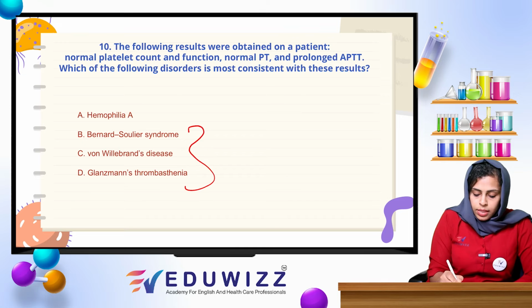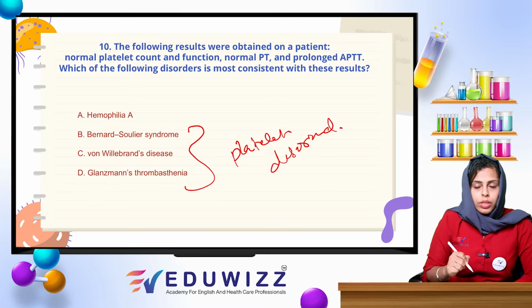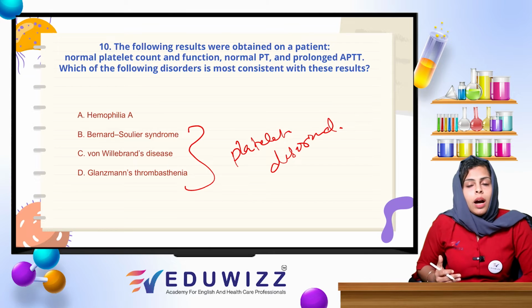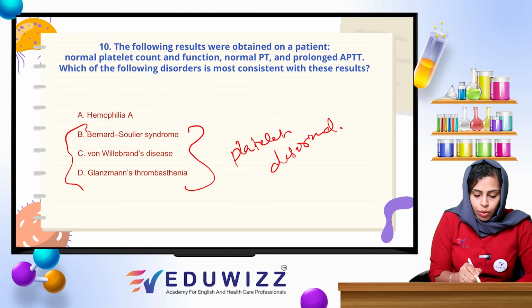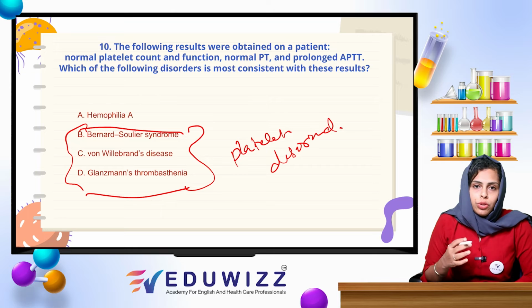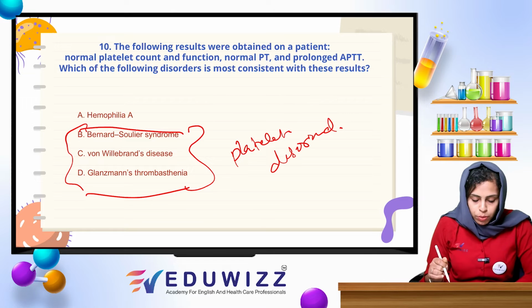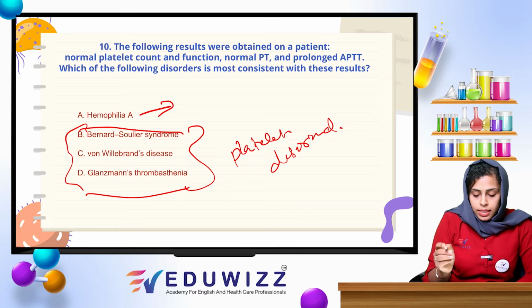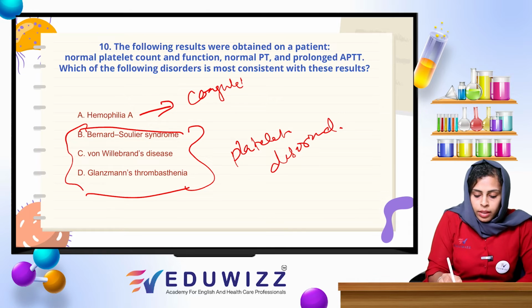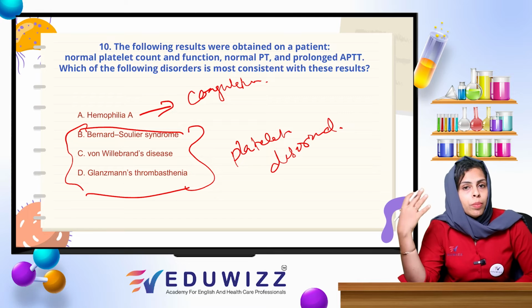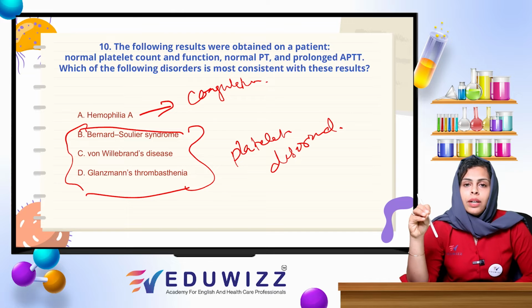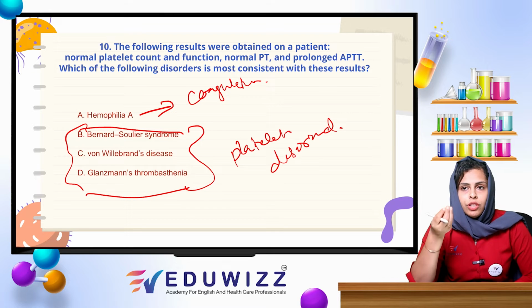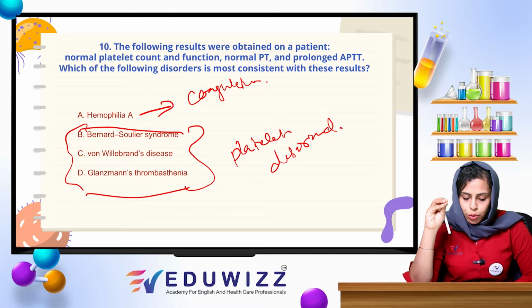Here three of the diseases are platelet disorders. The normal platelet count and function indicate that it is not a disease due to these three, because in them the function should be abnormal. Note the point: the function should be abnormal. Hemophilia A is a coagulation disorder, so there is a chance for normal platelets and function. Here the problem is only with the coagulation factor. Hemophilia A is due to coagulation factor 8. So the answer is hemophilia A.